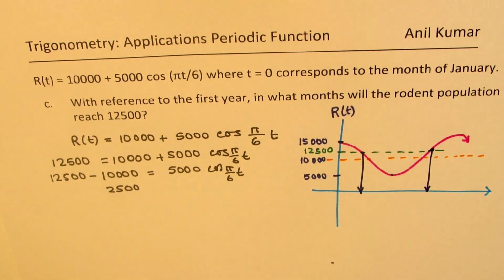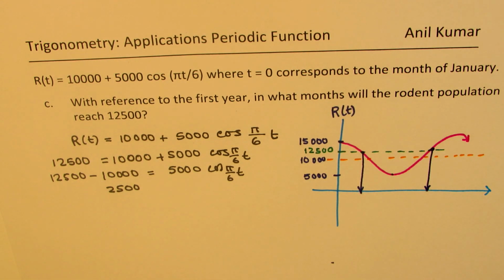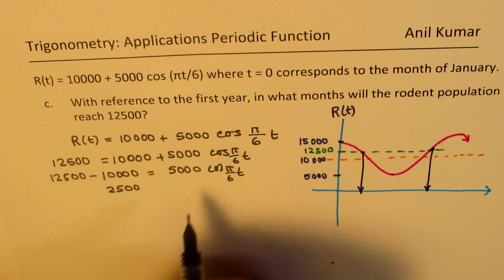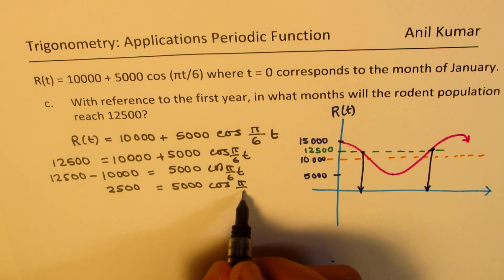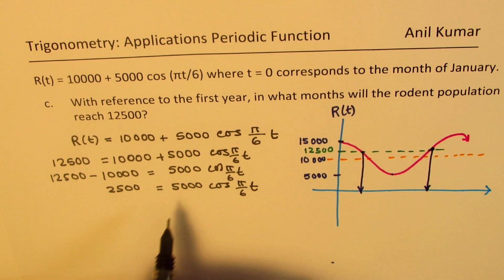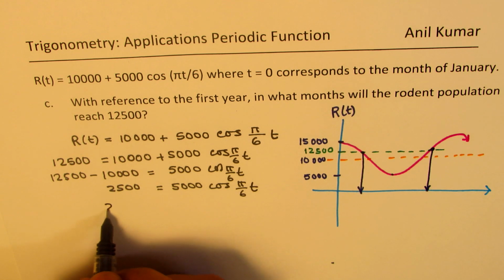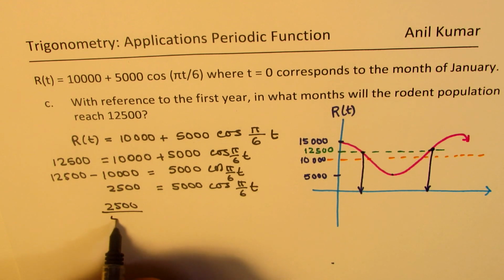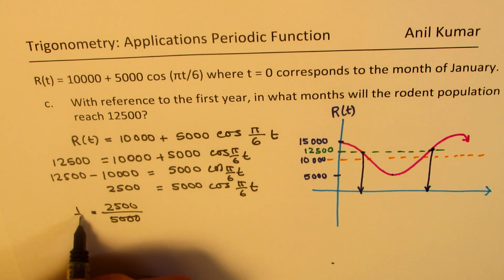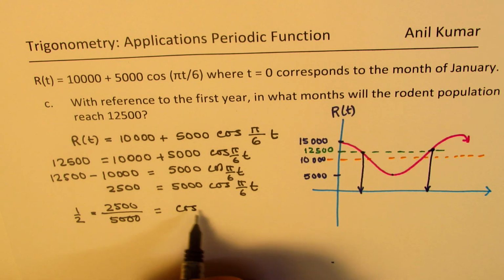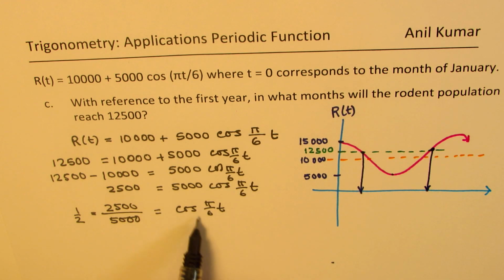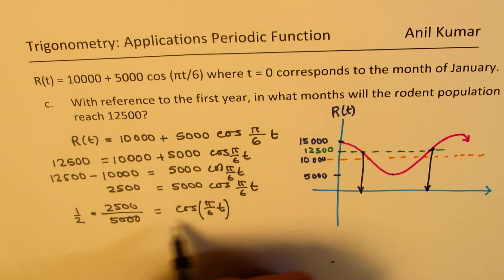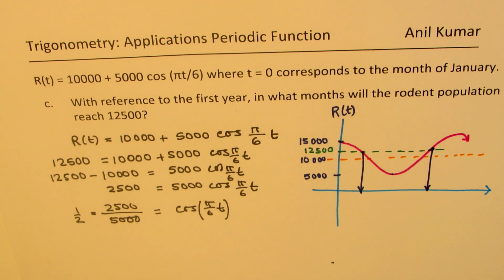So now let me do it in 2 steps. 5,000 cos of pi by 6t, right? Dividing by 5,000, what do we get? Which is half, right? We get half equals cos of pi by 6t. Now, when is cos theta equal to half? This is what you need to figure out, right? You could use special triangles for this.